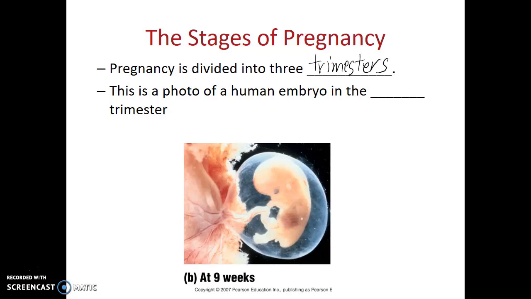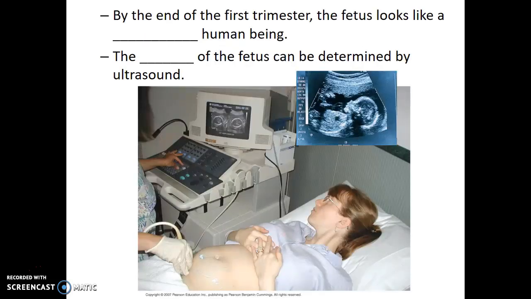Here we see a photo of a human embryo in the first trimester. By the end of the first trimester, the fetus looks like a miniature human being. The sex of the fetus can be determined by ultrasound, often near the beginning of the second trimester.